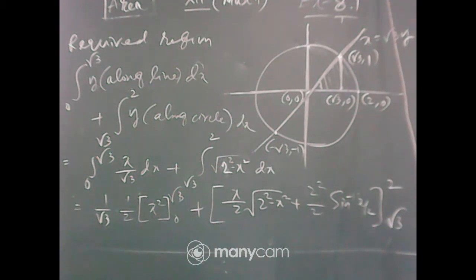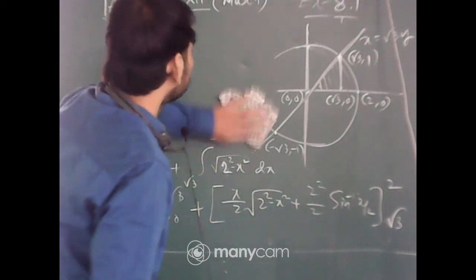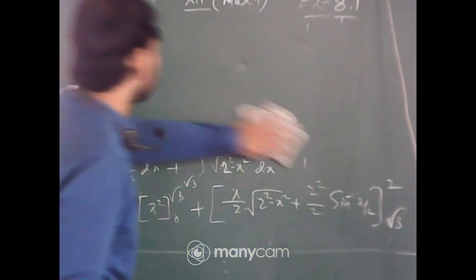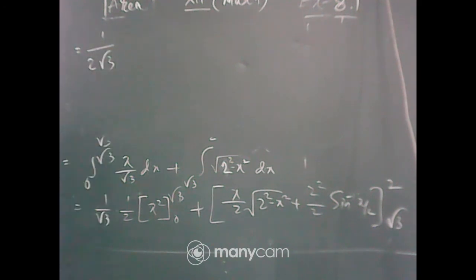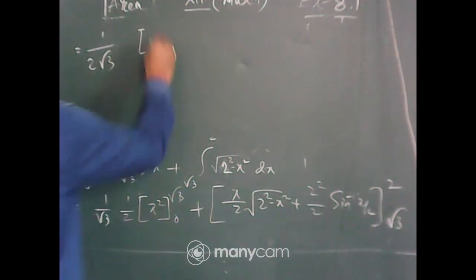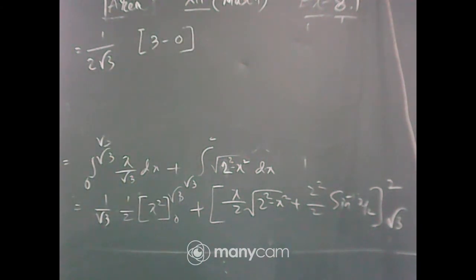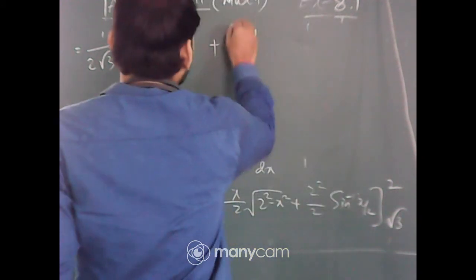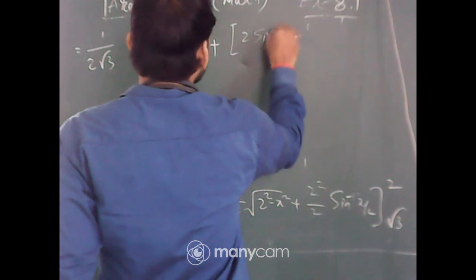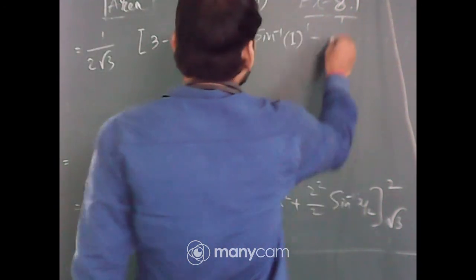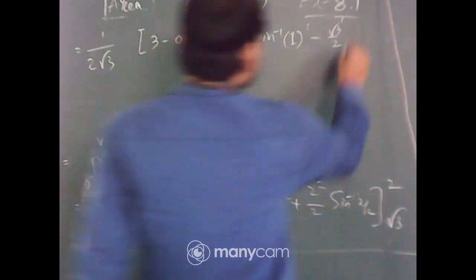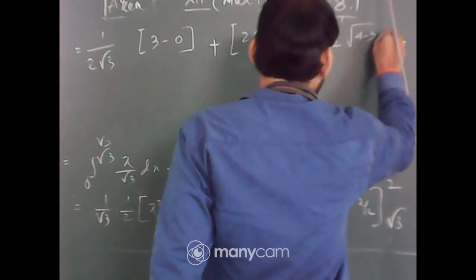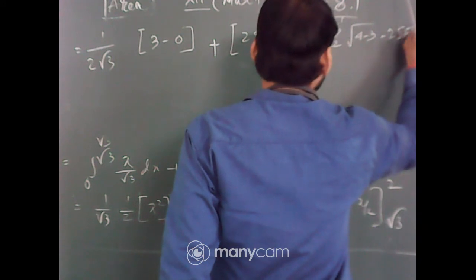Now, from the first portion we got, one by 2 root 3, that is root 3 square, that is 3, minus 0. And from the second portion, putting 2, it will give you 0 for the first part, and then here it is 2 sin inverse 1, then minus, putting root 3, here it will be root 3 by 2, then root over 4 minus 3, minus 2 sin inverse root 3 by 2.